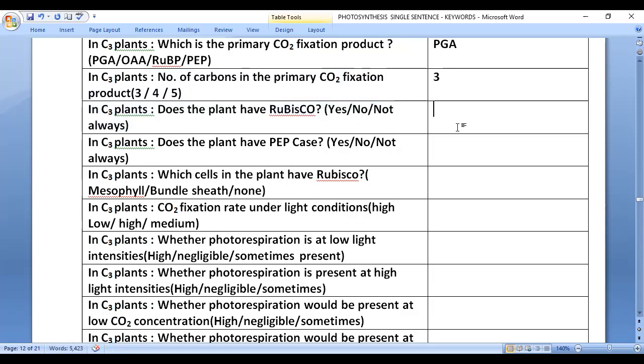Does the C3 plant have Rubisco? Yes. Does it have PEPcase, PEP? No. Which cells have Rubisco: mesophyll, bundle sheath or none? It is in the mesophyll cells. Carbon dioxide fixation rate under light conditions in C3 plants: high, low or medium? Low.